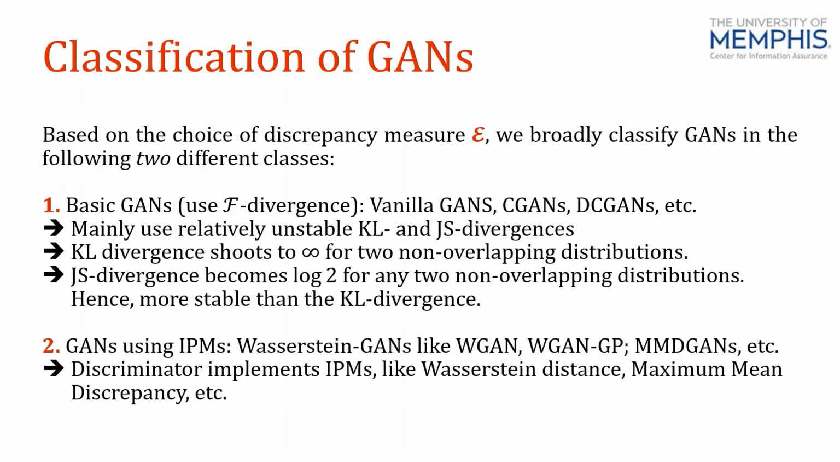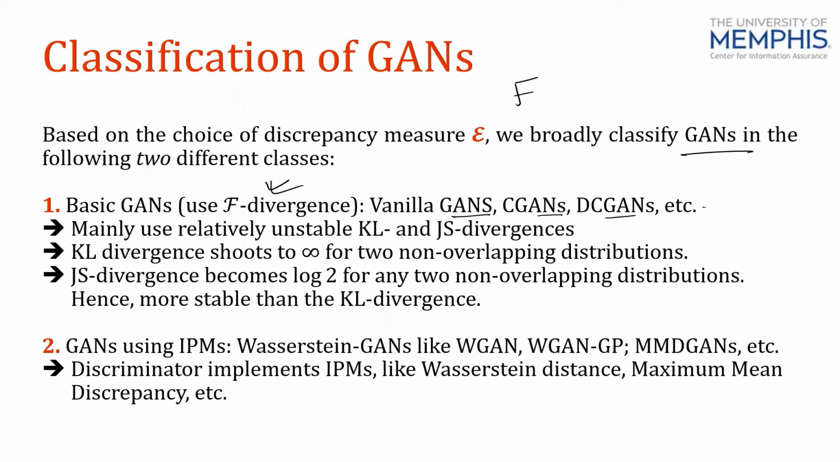We saw the definition of the integral probability metric in the last slides, and we also saw how different classes of GANs use different classes of integral probability metrics. For example, in the case of basic GANs, the set of measurable functions f was replaced by the set of classifiers. However, if we look at the basic GAN literature, we find that vanilla GANs, C GANs, DC GANs, and a lot of other basic GANs mainly use the F divergence to measure the discrepancy between the real and the fake distribution.